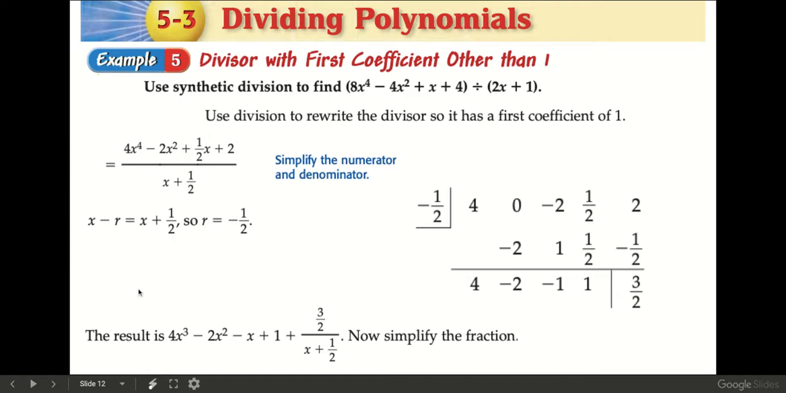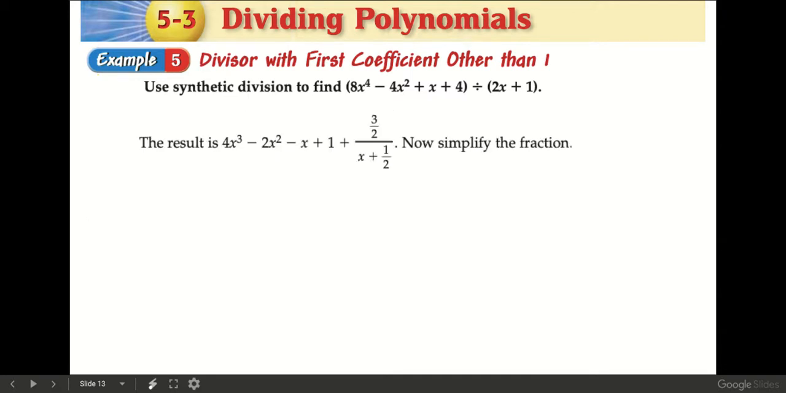So now, this looks kind of ugly though, right? I actually need to fix this so that I don't have all these fractions in a fraction. So I'm going to go ahead and simplify it. When I simplify it, I'm going to rewrite this. So really, this is just a division problem, right? 3 over 2 divided by x plus 1/2.